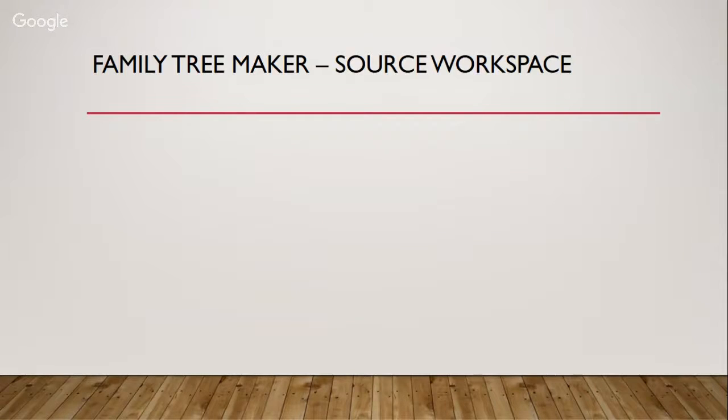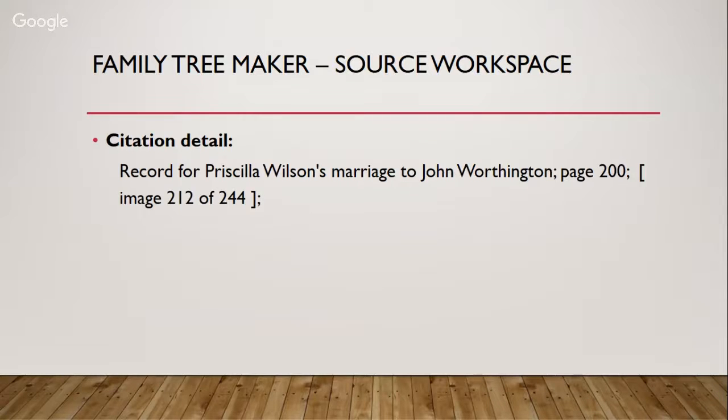So now I'm going to add in the citation detail field the following information. It's a record for Priscilla, married to John, on page 200. That was in the upper right-hand corner of that page. I didn't show it to you, but it was page 200. So if I in fact have this book on my bookshelf, on page 200 is this record, but the digital image is image 212 of 244.